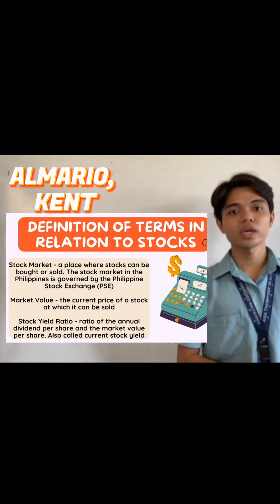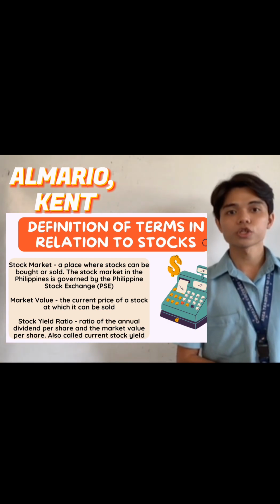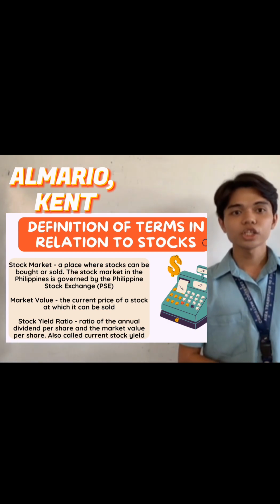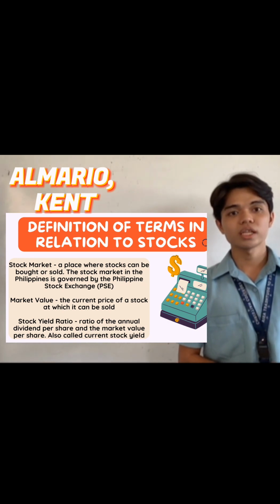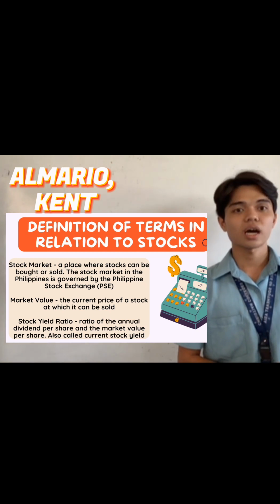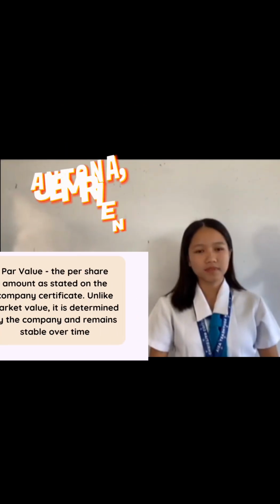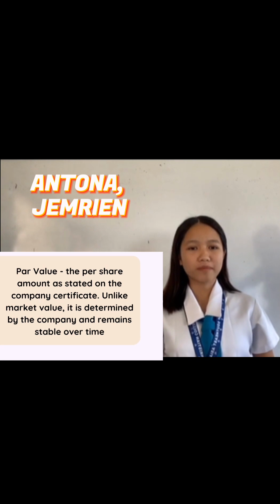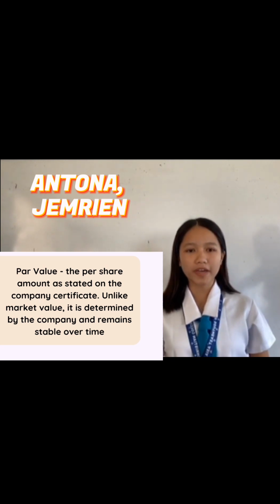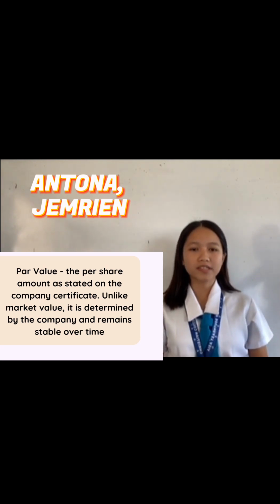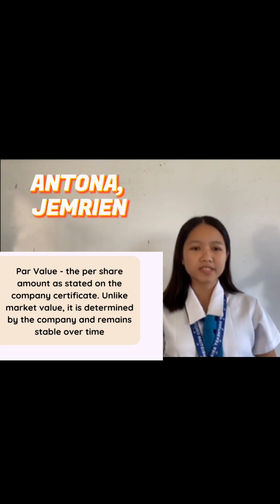For the last one, we have the stock yield ratio, also known as the dividend yield. It shows how much money you are making from a stock compared to what you have paid for it. If the ratio is high, it means that you are earning more dividends for every peso you have invested in the current stock. Par value is the per share amount stated on the company's certificate. Unlike market value, it is determined by the company and remains stable over time.